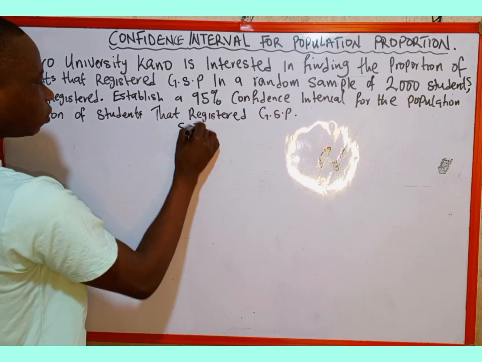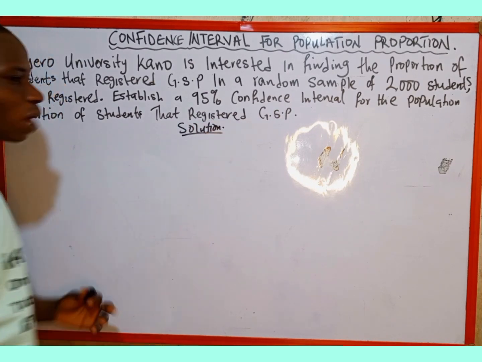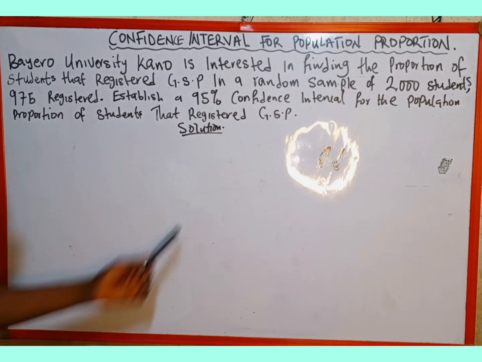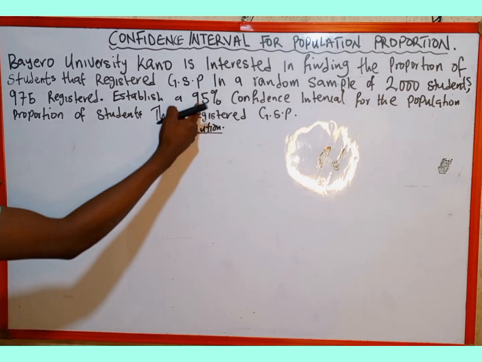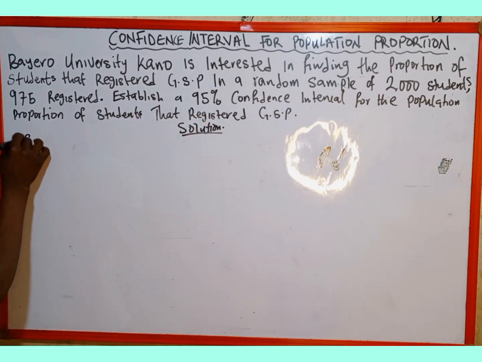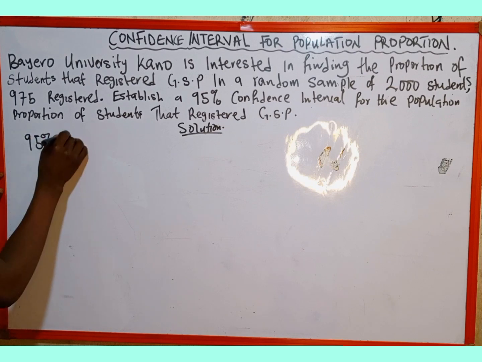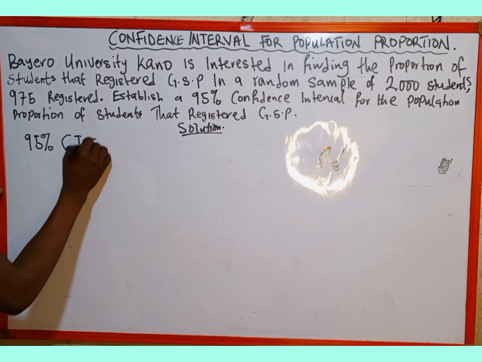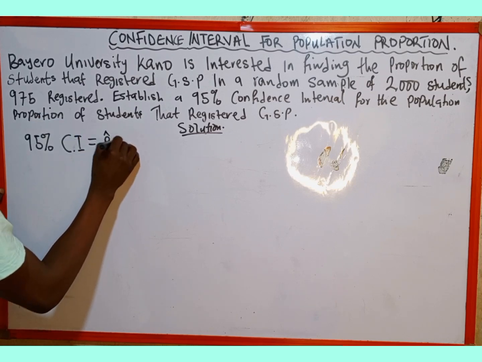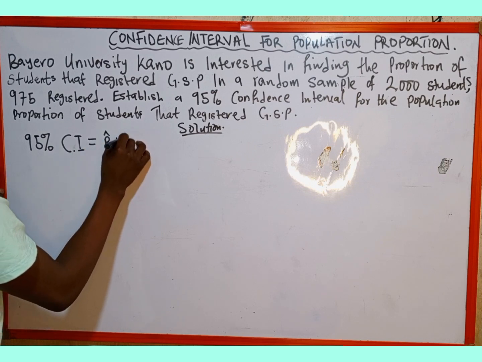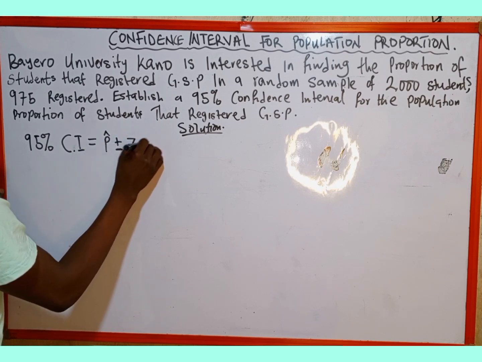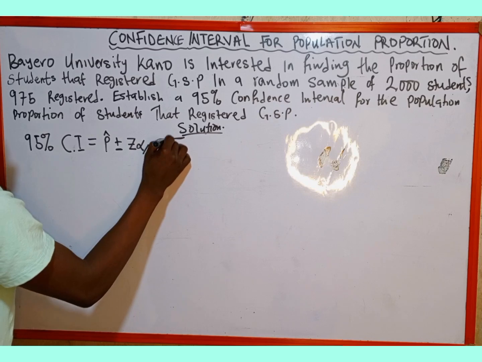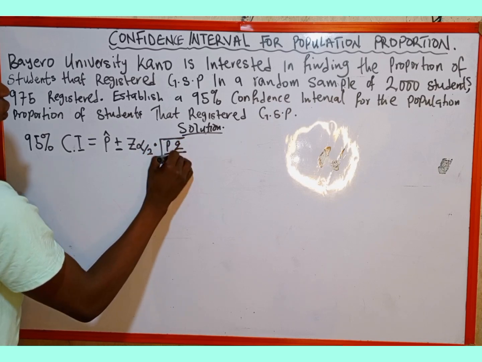So let's get started. Solution. The first thing we are going to do is to write the formula used to calculate the confidence interval for population proportion. Remember, this is a 95% confidence interval. We're going to have the 95% confidence interval, which can be represented as CI, equal to P calculated, plus or minus Z alpha over 2, multiplied by the square root of P multiplied by Q, over N.